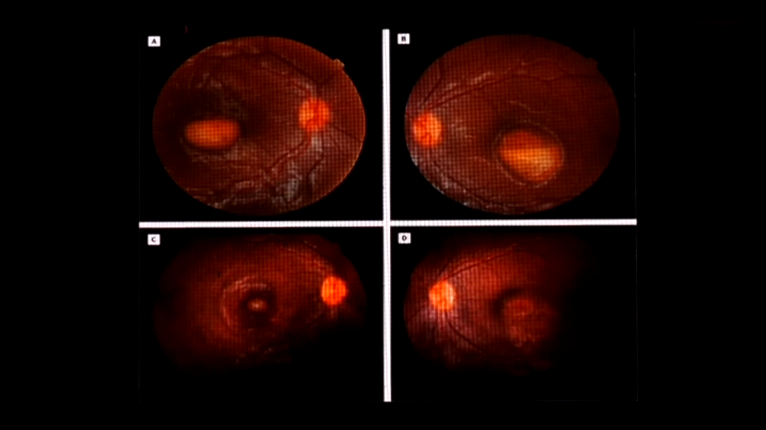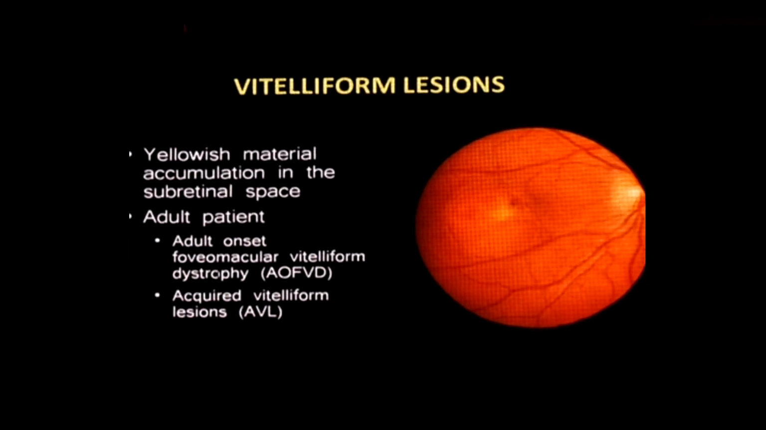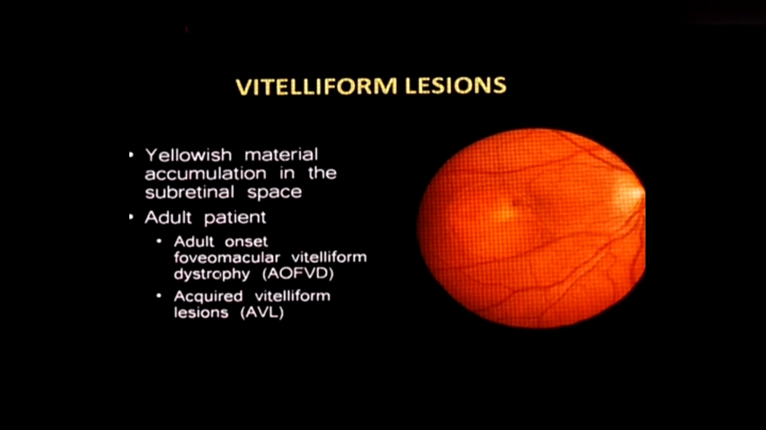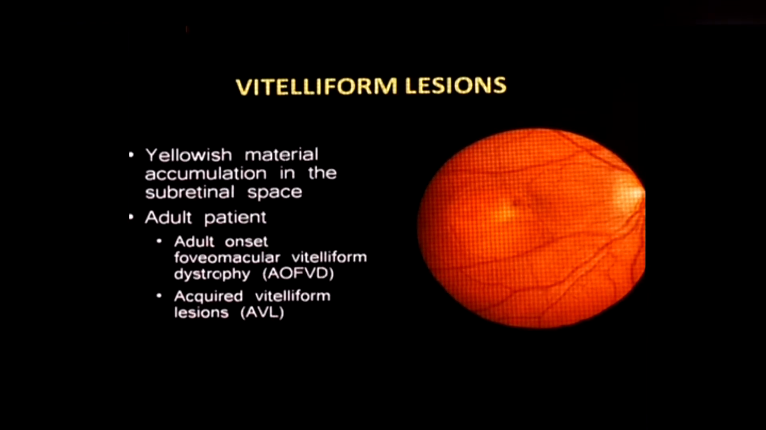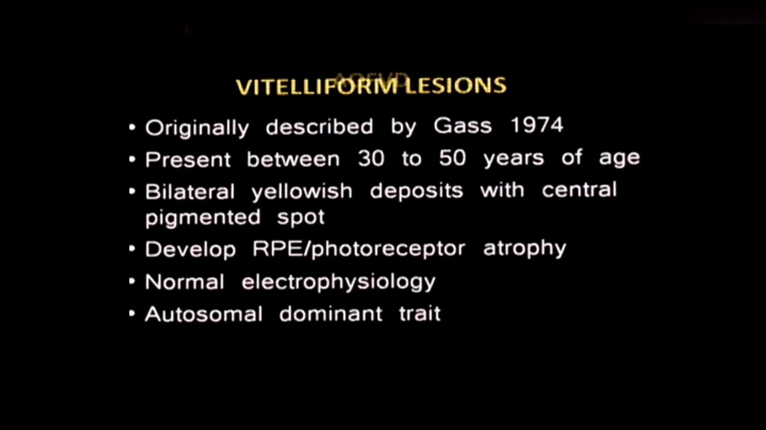But we are also aware that this is something that you would see in a patient in the first 2 decades of life. At the same time, we also see patients with vitelliform lesions well into the later decades of life, even the 6th, 7th, and 8th decade. And the reason for that has been allocated to 2 different conditions. One is a dystrophy, that is the AOFVD, and the second is the acquired vitelliform lesion. So let's look at each of these.